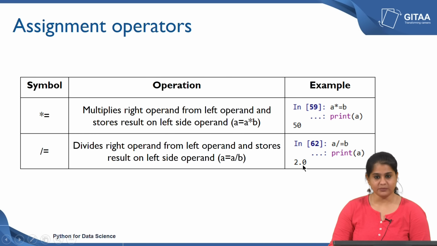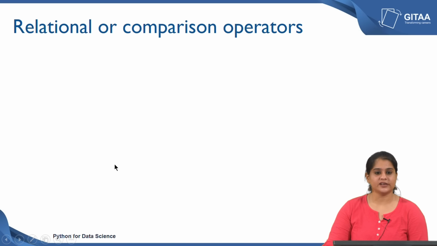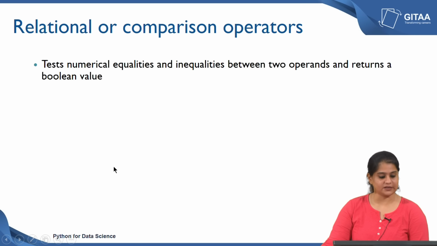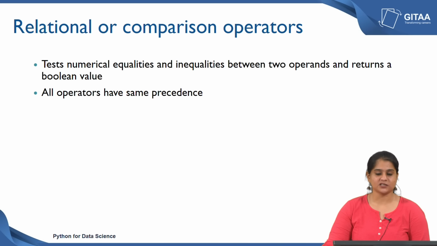Now let us see what relational or comparison operators are. A relational operator will test for a numerical equality or an inequality between two operands. The value that a relational operator returns is Boolean in nature, which means it will basically return true or false. All the relational operators that we are going to look into have the same precedence, which means they all have the same priority.